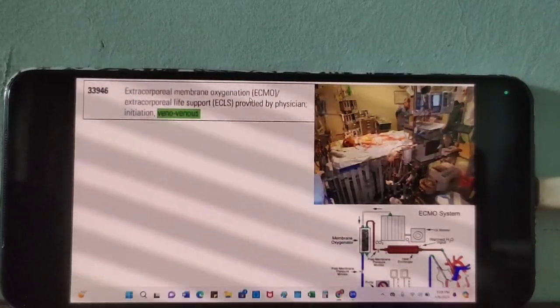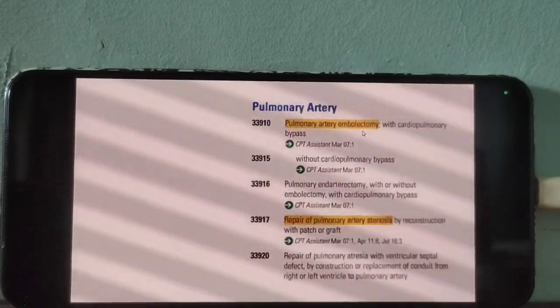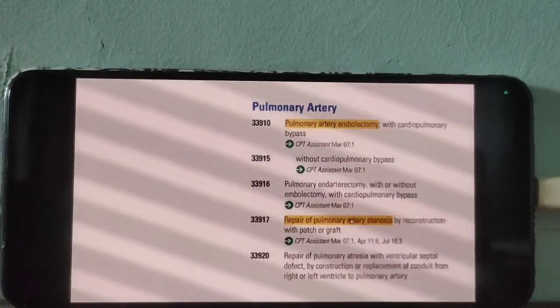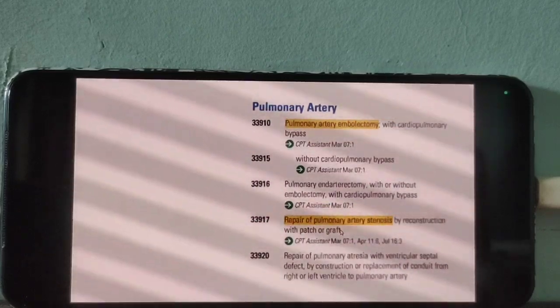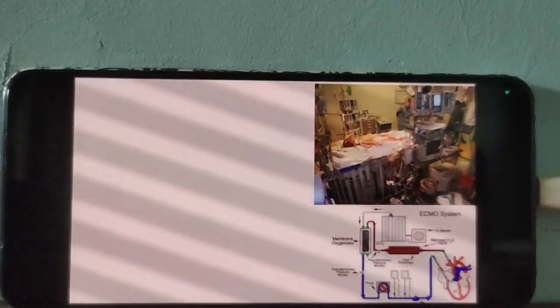In our last session we discussed enterectomy and pulmonary embolism. Everything was discussed in our last session. Now we have to start from ECMO.